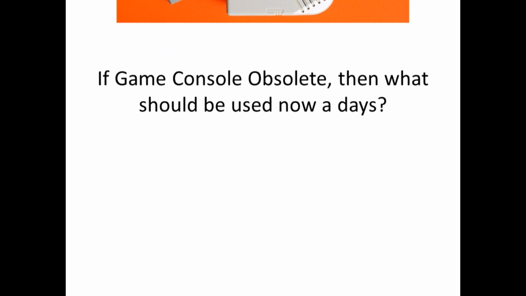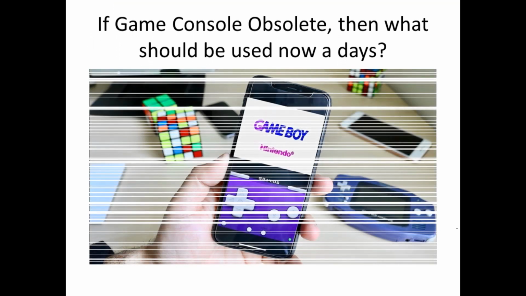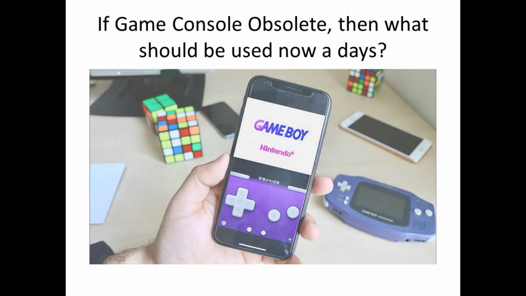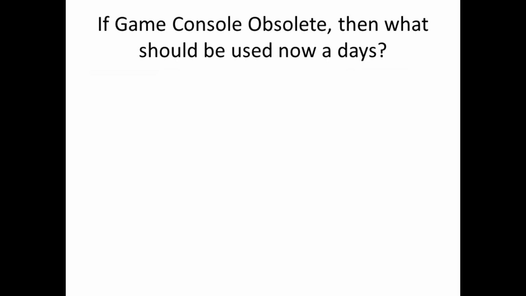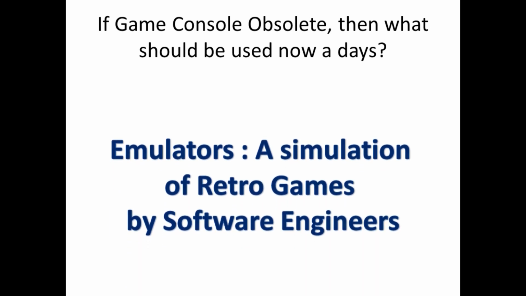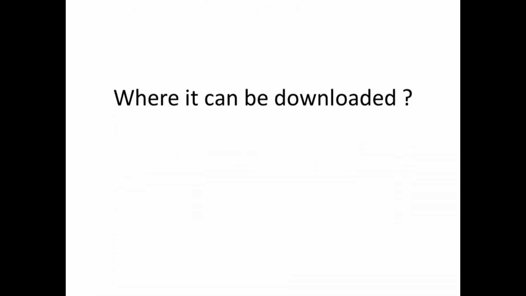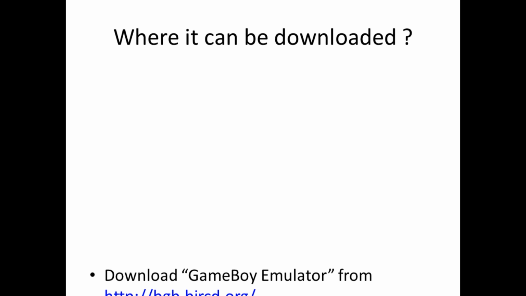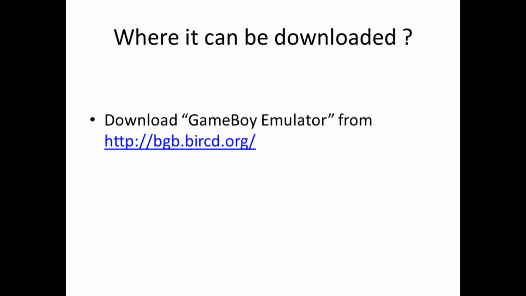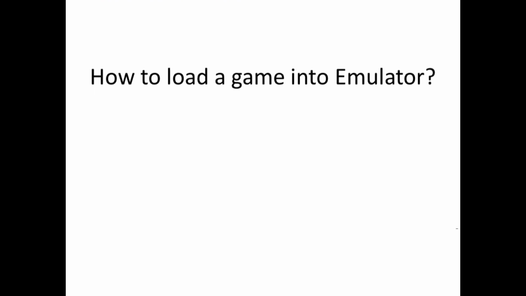If game consoles are obsolete, then what should be used nowadays? So we can download an emulator from Play Store. An emulator is a simulation of retro games by software engineers. So where can it be downloaded? As I told you, you can download it from Play Store or from the link I have mentioned here. I will give you the link in the description.